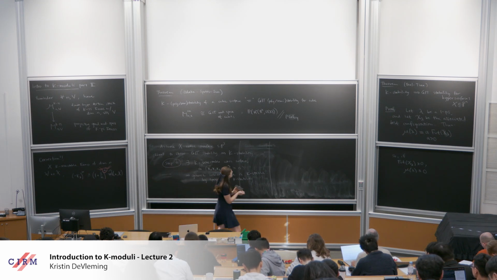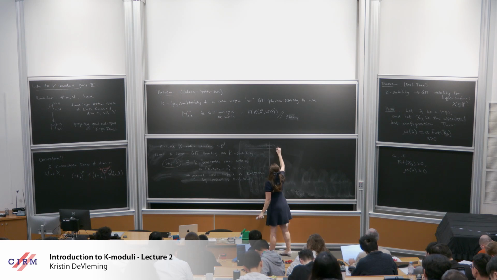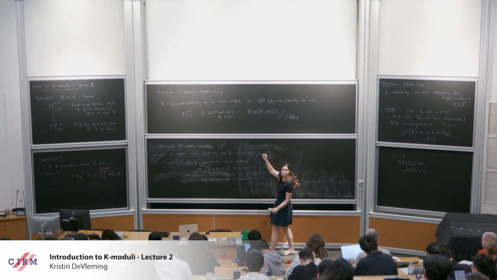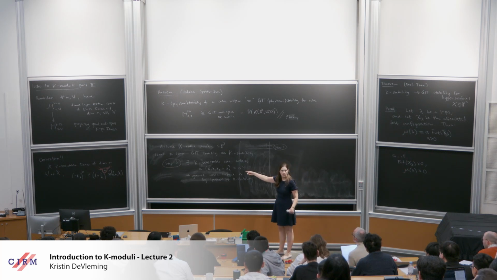But how do we do this? So I said let X be a cubic surface in P3. What example? This? What's wrong with this example? I mean, it's polystable. Semi-stable is.